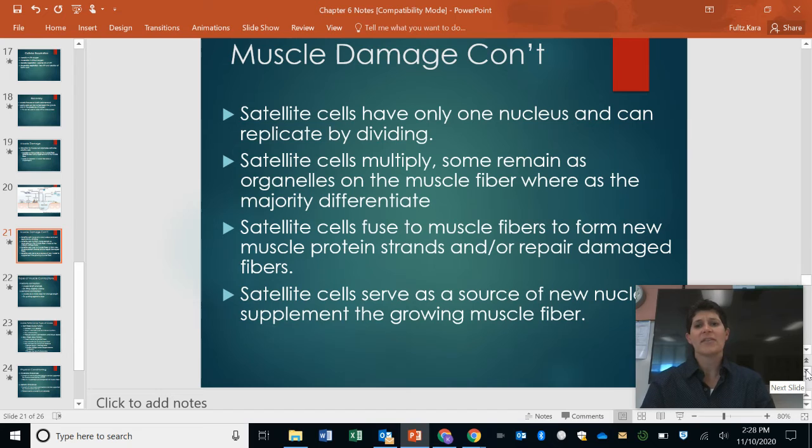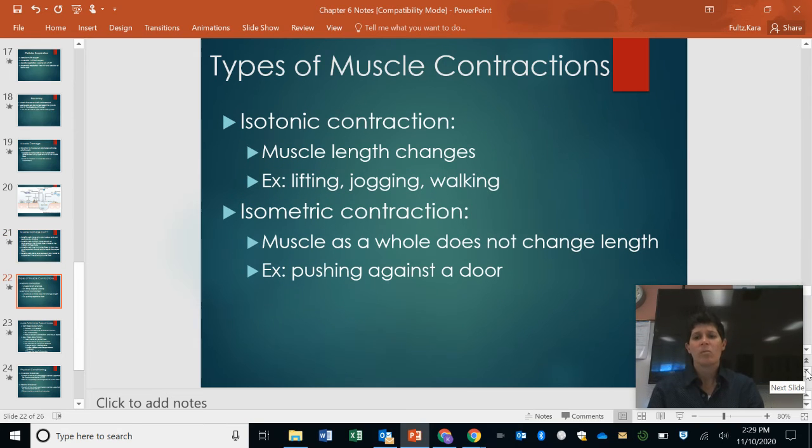They can do a couple different things. They can become the myosin and actin cells inside of the muscle. They can fuse with it, and their nucleus can become part of the muscle cell, or they can increase the width of the muscle cell. So satellite cells can do any of these things, and they're the main thing that's going to help fix our muscles. Outside of that, we have two different types of contractions, isotonic and isometric.